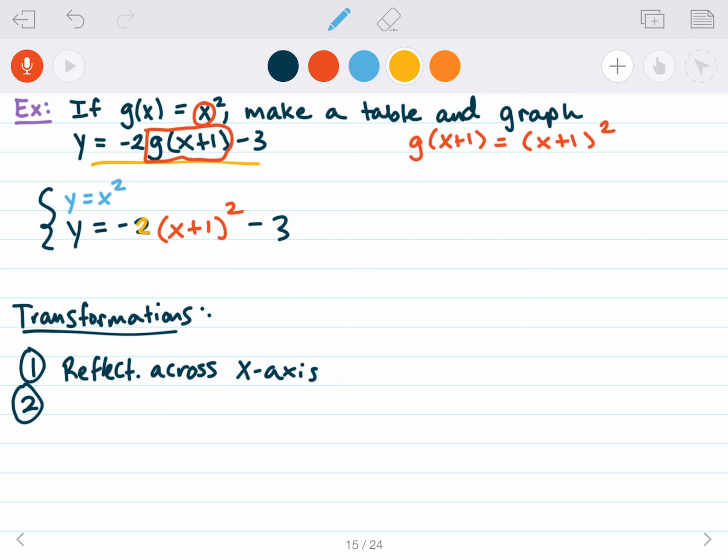And what the 2 tells me is, since it's being multiplied on the outside of the function, that's telling me it's a vertical stretch by a factor of 2. So this is a vertical stretch.